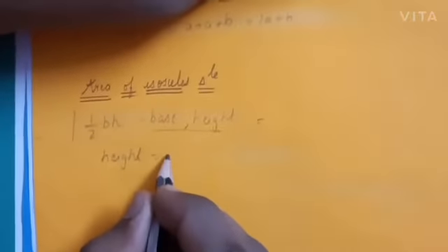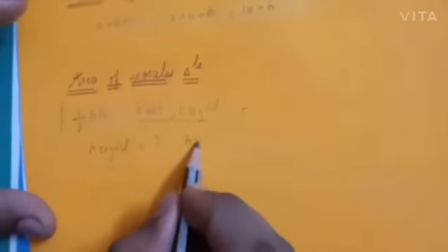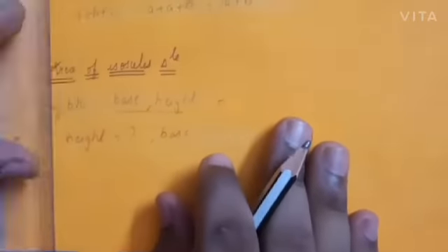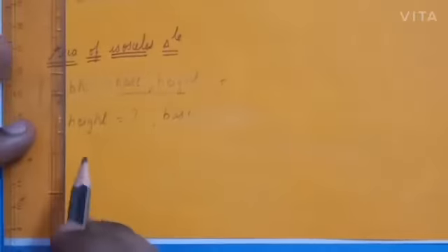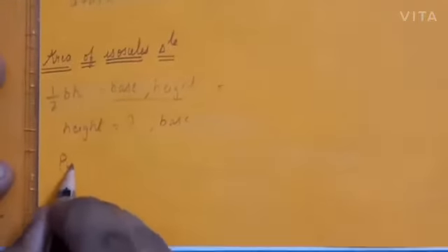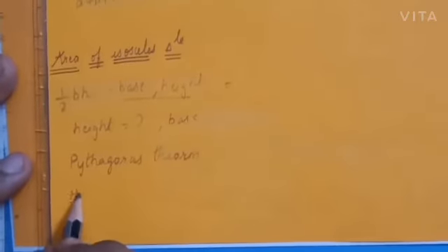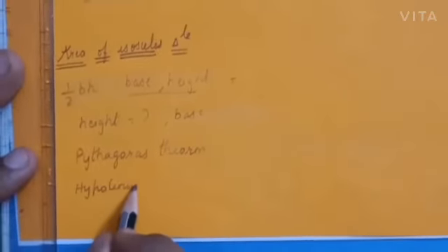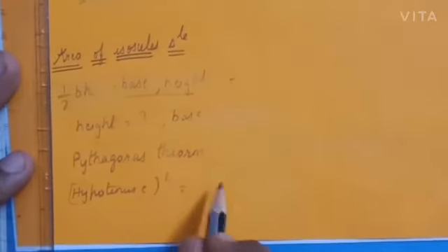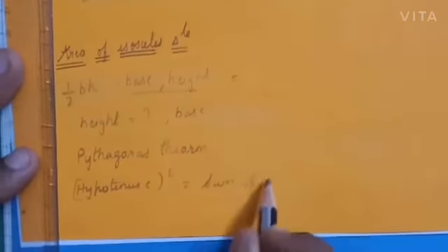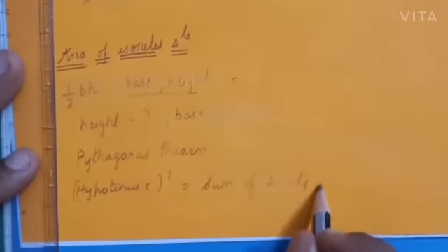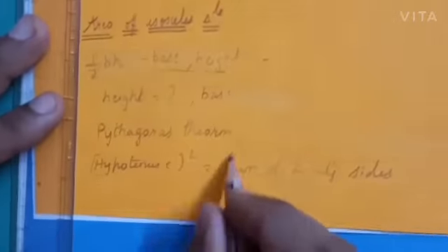In the same way, if the height isn't given, how do we find it? If the height is not given and the base is given, how do we find the area? So let us do it by using the Pythagoras theorem. I think you know what the Pythagoras theorem is. The hypotenuse square is equal to the sum of the squares of the two adjacent sides.